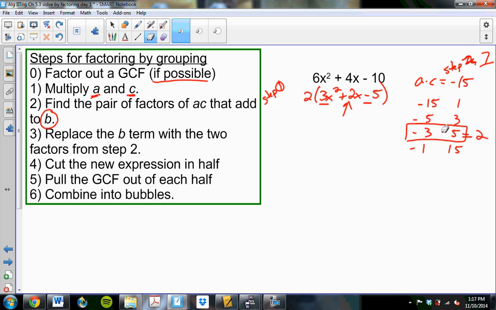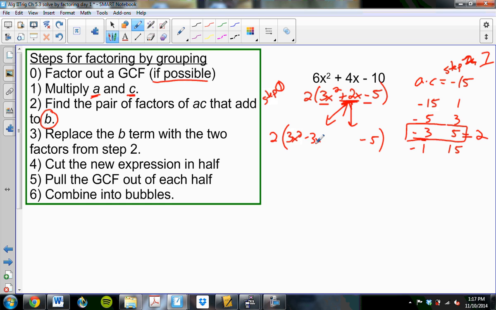So now, this is the step that throws people off. My 2 is still just going to sit here. My 3x squared doesn't change. My negative 5 doesn't change. But then this middle term right here, this 2x, is going to turn into negative 3x and positive 5x. That's what this step here was. That was step 3, to replace the B term with the 2 factors from step 2. Well, 2x turned into negative 3x plus 5x because negative 3x plus 5x is the same as 2x.